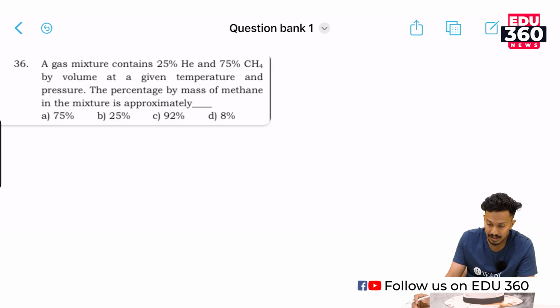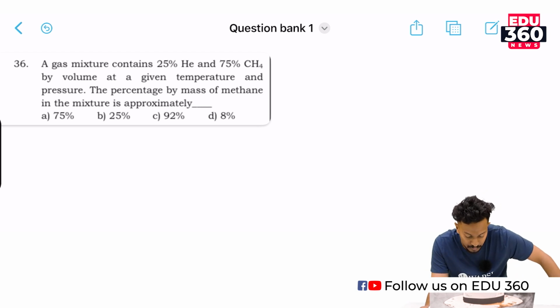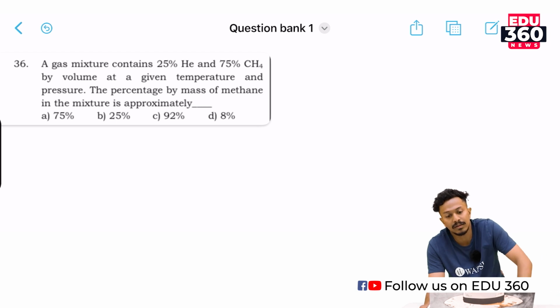A gas mixture contains 25% helium and 75% methane by volume at a given temperature and pressure. The percentage of mass of methane in the mixture is approximately. Okay, we'll discuss this question.